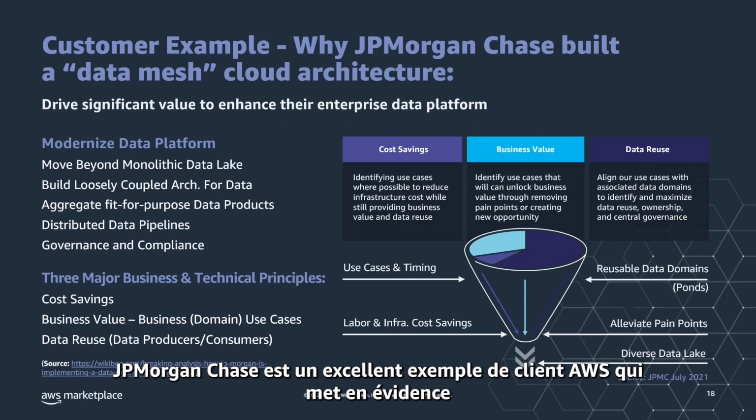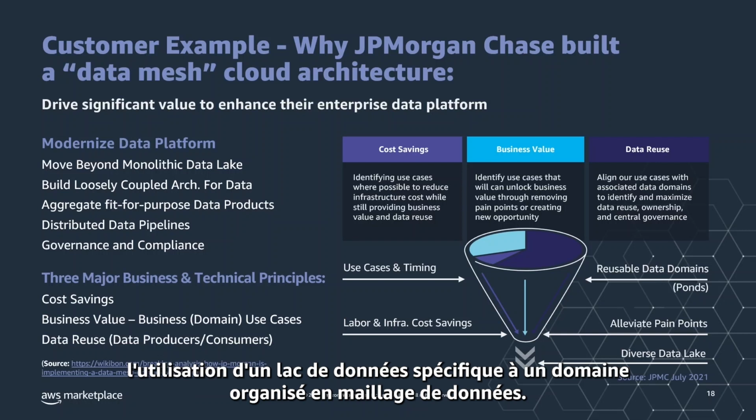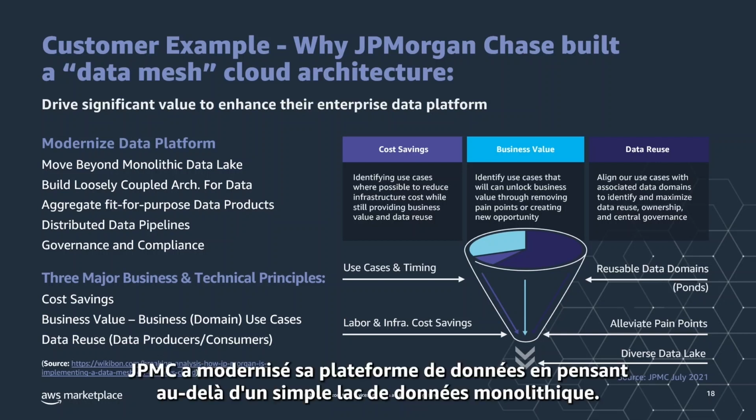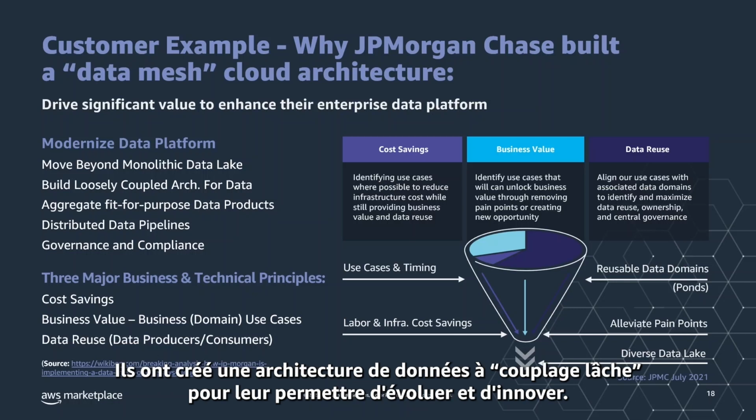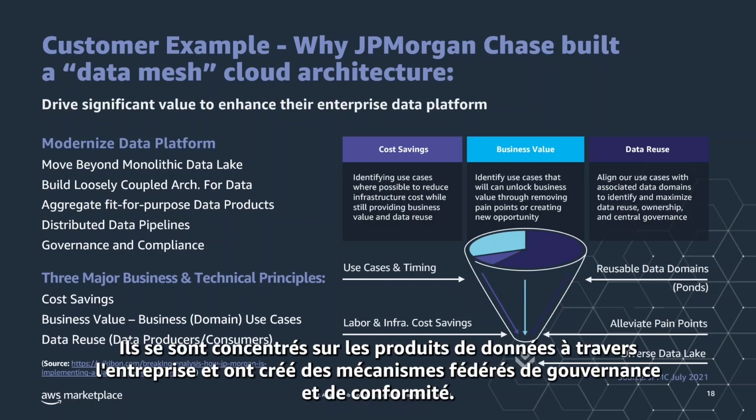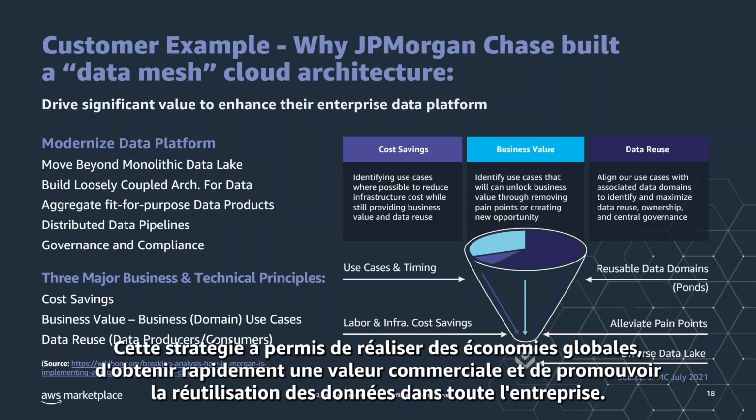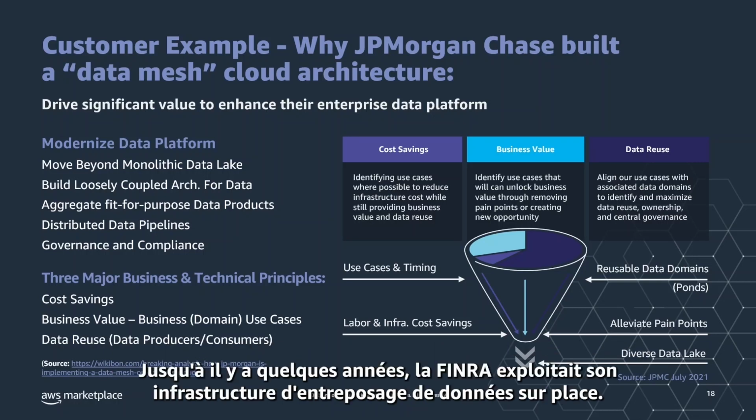A great AWS customer example that highlights using a domain-specific data lakehouse organized in a data mesh is JP Morgan Chase. JPMC modernized their data platform by thinking beyond just a monolithic data lake. They created a loosely coupled data architecture to allow them to scale and innovate. They focused on data products across the enterprise and created federated governance and compliance mechanisms. This strategy drove overall cost savings, realized business value quickly, and promoted data reuse across the entire enterprise.